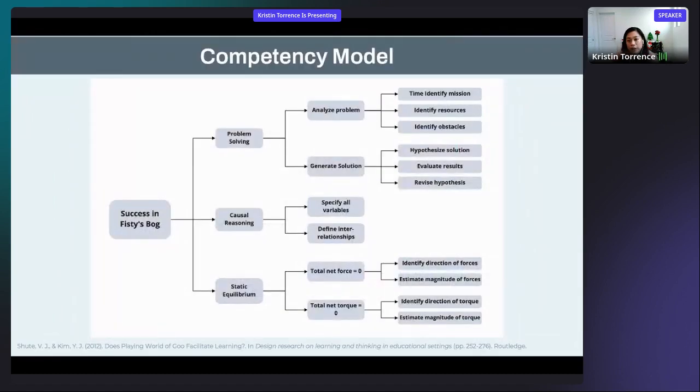But the competency model for World of Goo, this is a competency model specifically for one of the levels called Fisty's Bog. In this level, players need to use different types of goo to cross through an area with spikes on the floor and the ceiling. And this level deals with finding equilibrium between two opposing forces, which are gravity and buoyancy. It consists of three primary facets: problem solving, causal reasoning, and static equilibrium. You can see that those competency facets are further operationalized into third and fourth tiers, the fourth being the most observable and what we can see and track in the game.